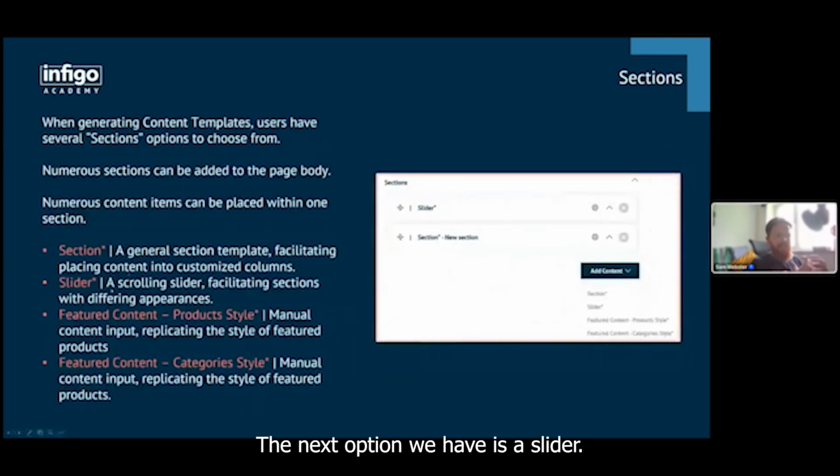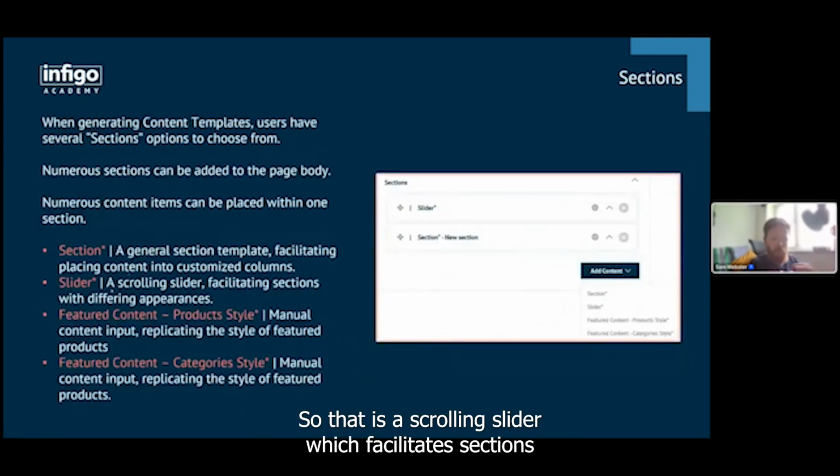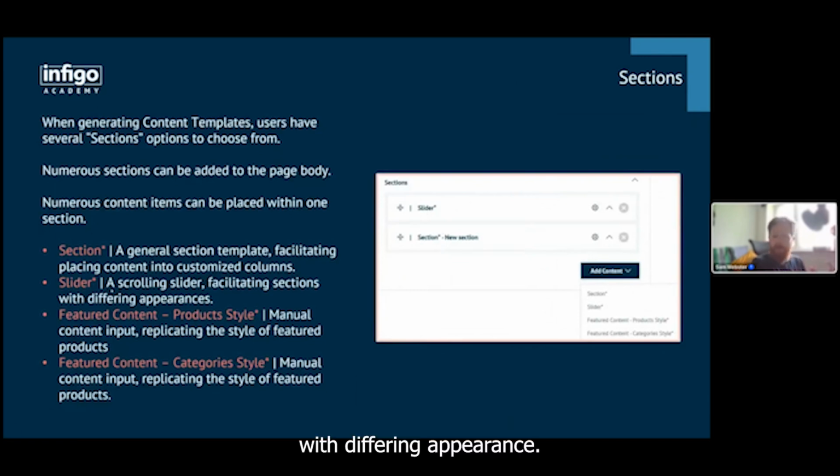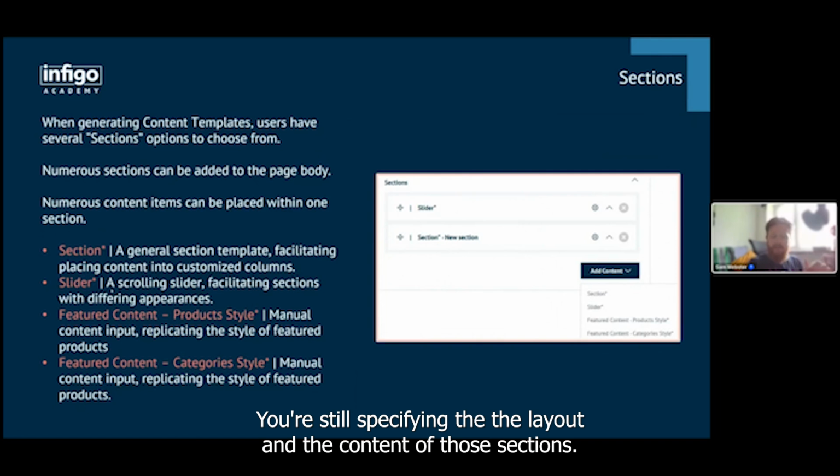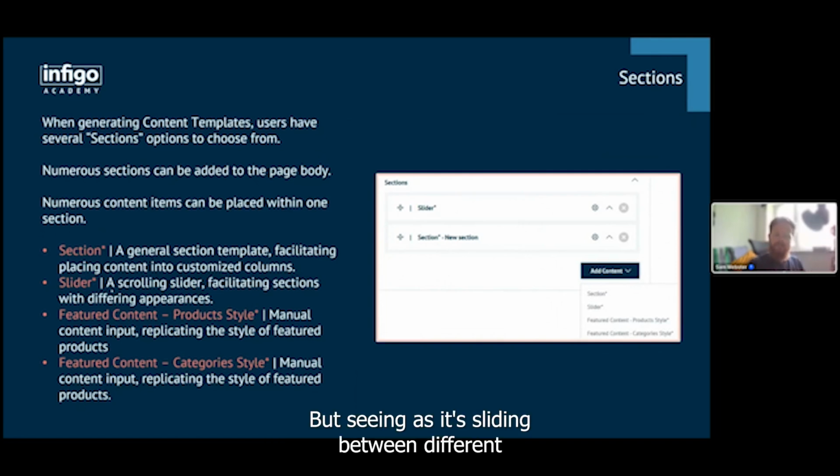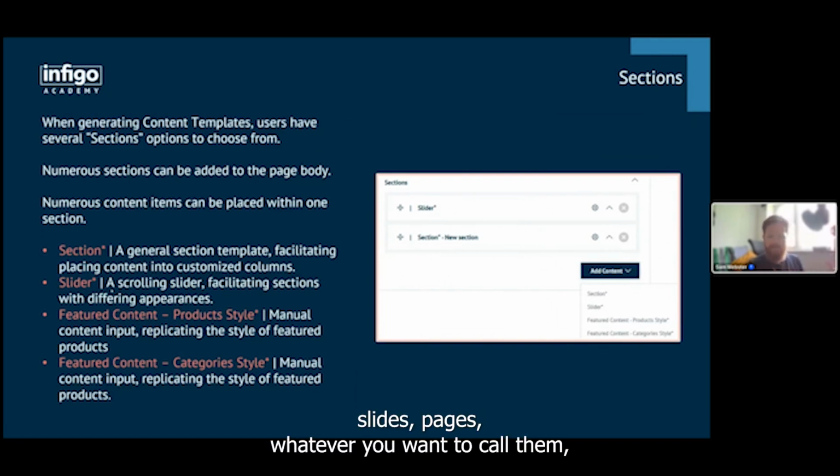The next option we have is a slider. So that is a scrolling slider, which facilitates sections with differing appearance. So this changes it ever so slightly. You're still specifying the layout and the content of those sections, but seeing as it's sliding between different slides, pages, whatever you want to call them, you will have to specify multiple different layouts, and you can fully customize those as well.